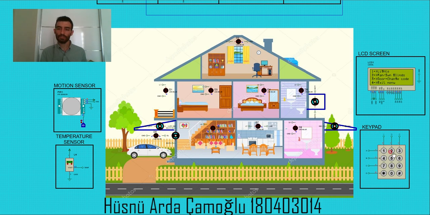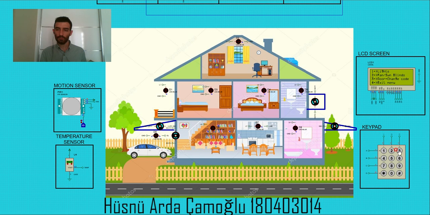At the second menu, the second choice, we have the sun blinds option. If we go inside of it, we have 4 different options: front sun blinds on, front sun blinds off, back sun blinds on and back sun blinds off. We can see our sun blinds at the smart home design. If we choose front sun blinds on, we can see the front sun blind motor will turn 2 rounds and stop.